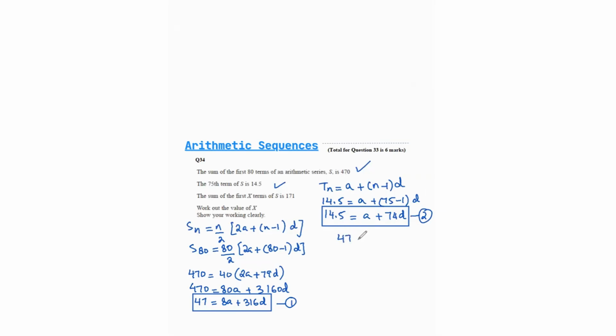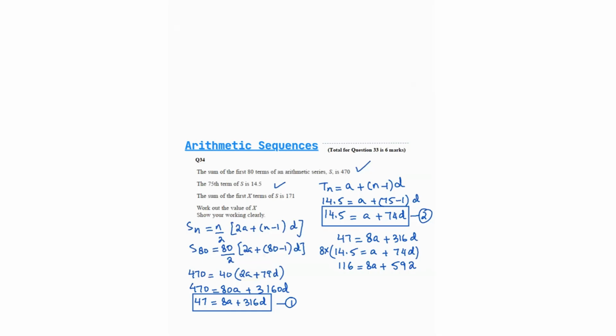So 47 equals 8a plus 316d. 14.5 equals a plus 74d. I'm going to use the elimination method to solve this, and I'm going to begin with eliminating a. So to eliminate a, we need to make the coefficients of a equal. And to do that, I'm going to times the second equation by 8. So 14.5 times 8 is 116, 8a, and then 74 times 8 is 592.